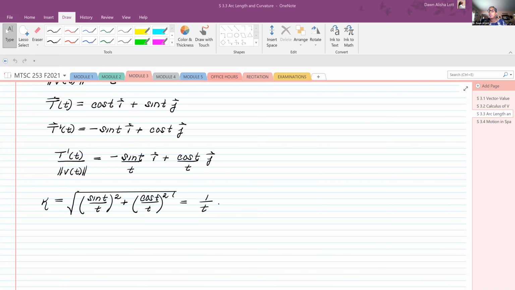So we were looking at arc length and curvature. Two things I wanted to tell you. The curvature of a straight line is 0.